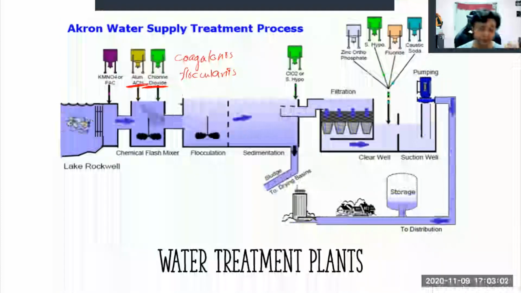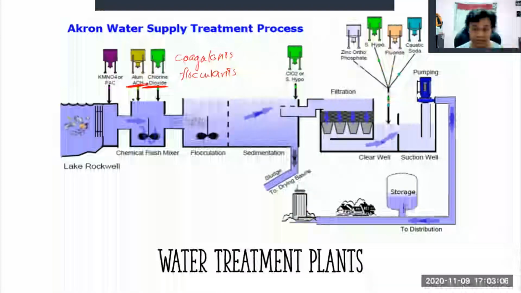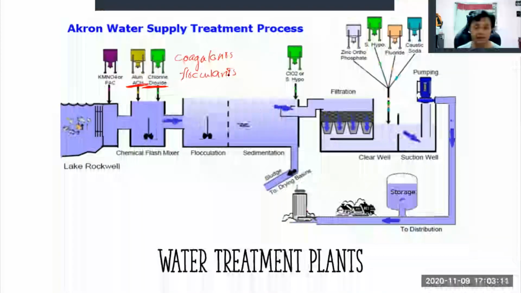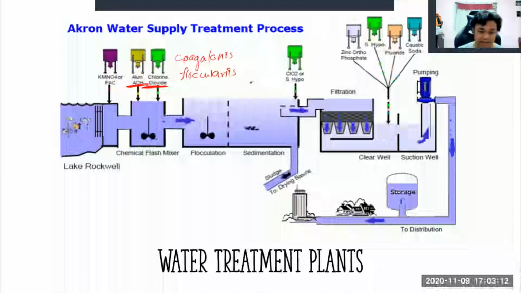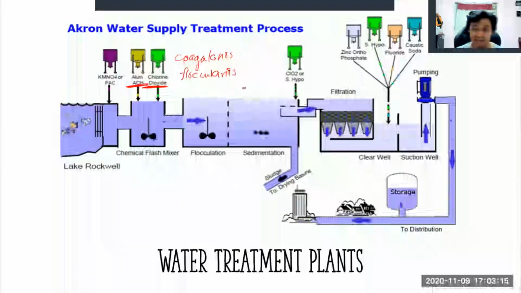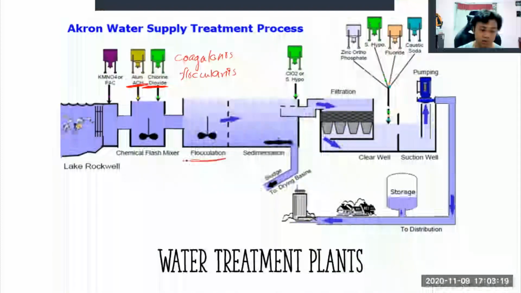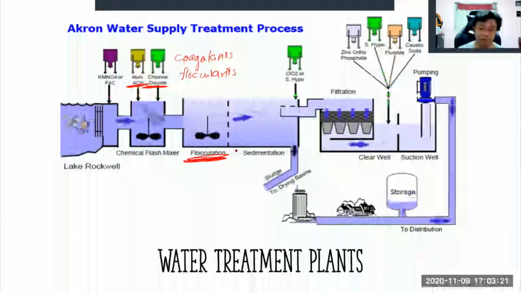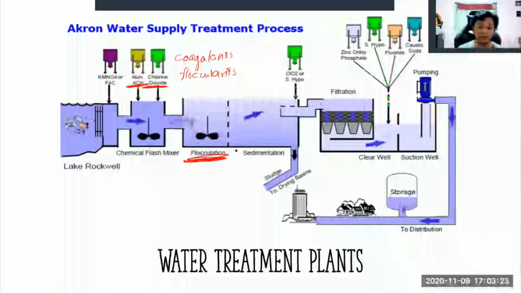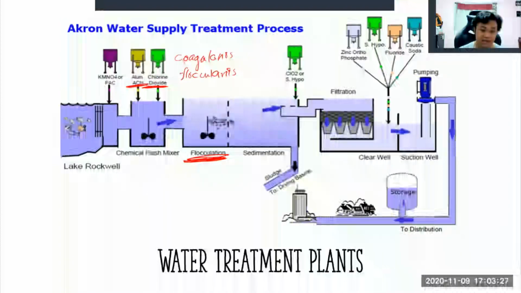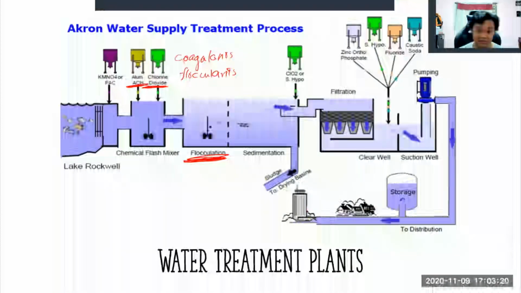So what happens is that this alum will act as a coagulant. What it does is attract the particles together, and then they will clump. This is what is called flocculation. It will clump, and then it will be removed by sedimentation, because it is heavy enough to sink.